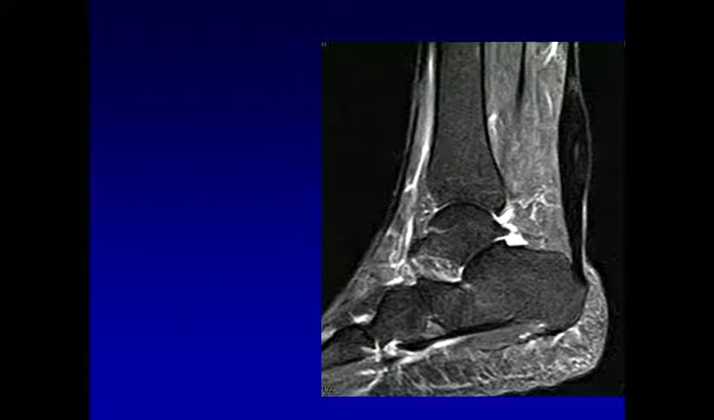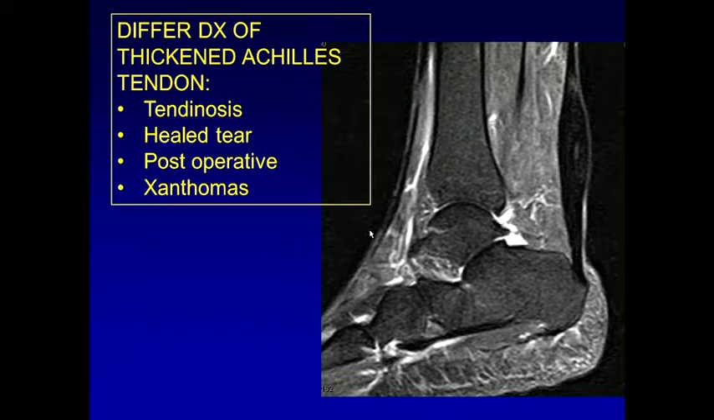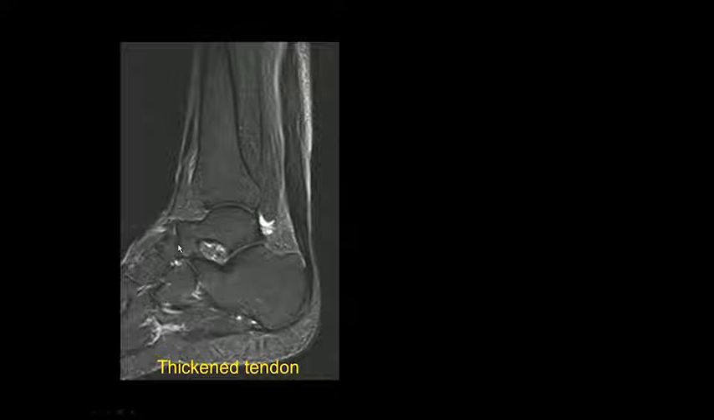And finally, when you have thickening of a tendon and you're thinking about tendinosis, ask yourself about the differential diagnosis. Most of the time it's going to be tendinosis, but it could also be a healing tear. It could be postoperative repair of a tendon tear, or most importantly, it could be xanthomas. Not that common, but does happen, and you need to recognize it.